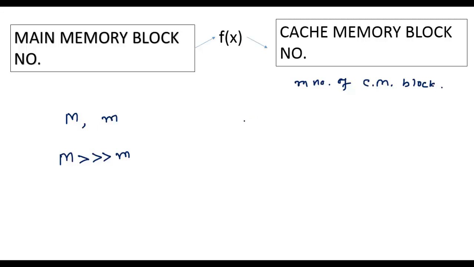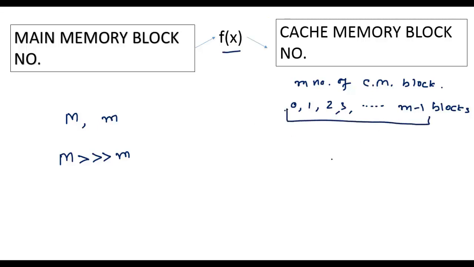If we are numbering that particular block of cache memory from 0, then we might have 0, 1, 2, 3 up to m minus 1 blocks of cache memory. So the answer of this function should be in the range of 0 to m minus 1.